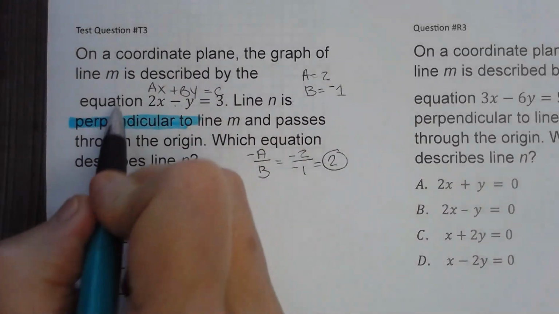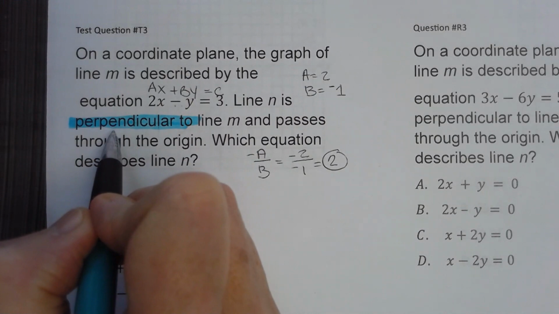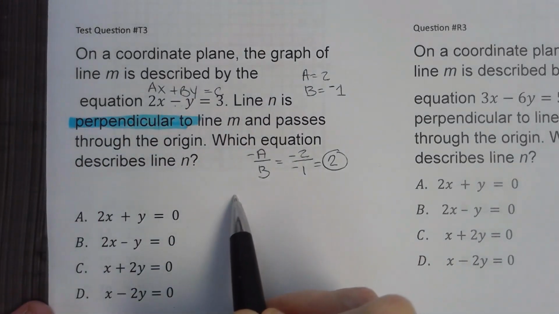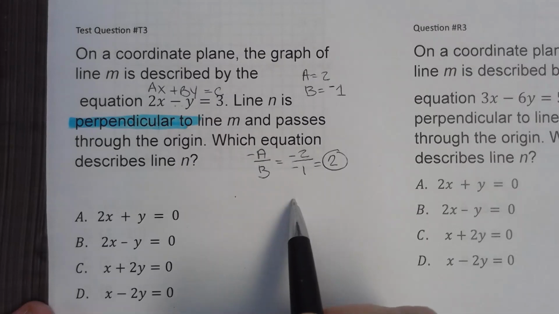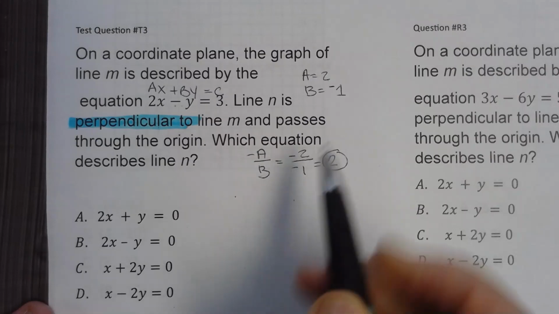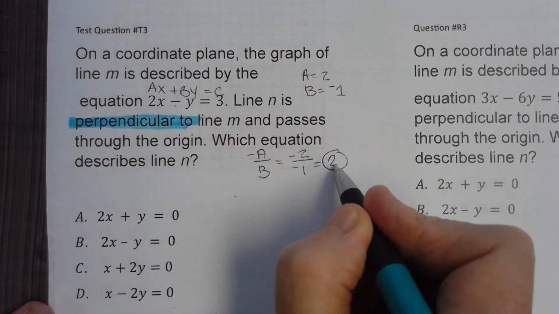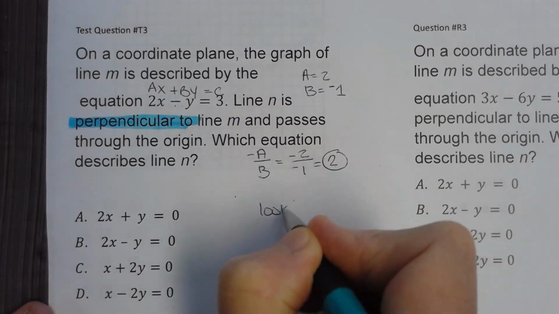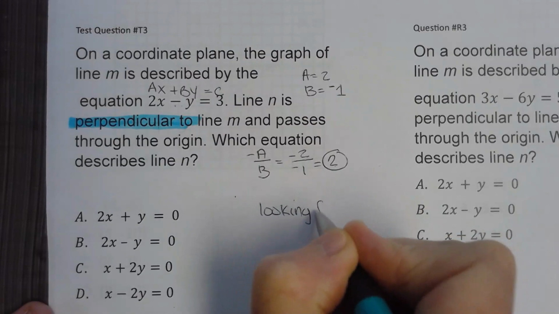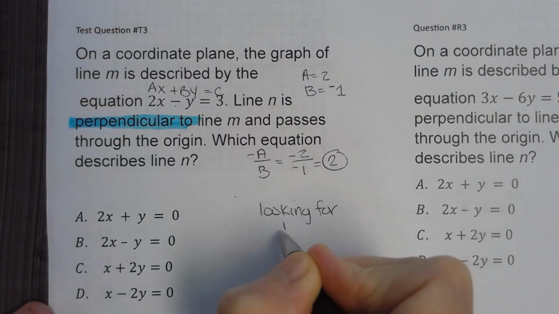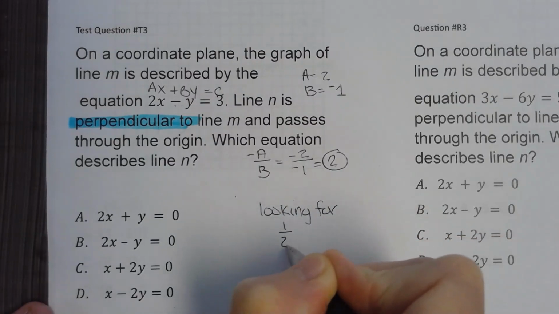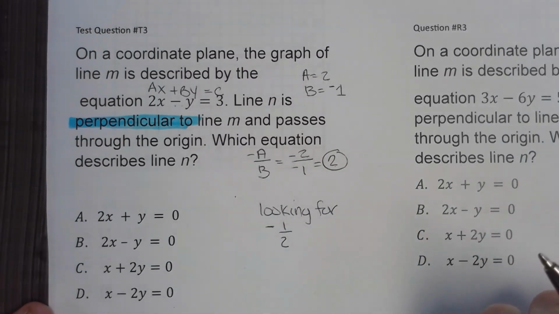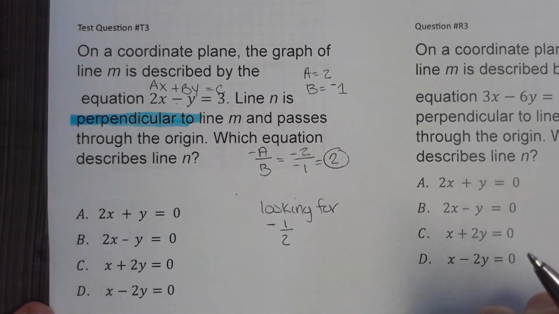Now I want the perpendicular slope. So I want you to write right here, opposite reciprocal. And now we're going to write the opposite reciprocal. We flip it. That's your reciprocal. And then opposite means change the sign. So we're looking for a slope of negative 1/2.